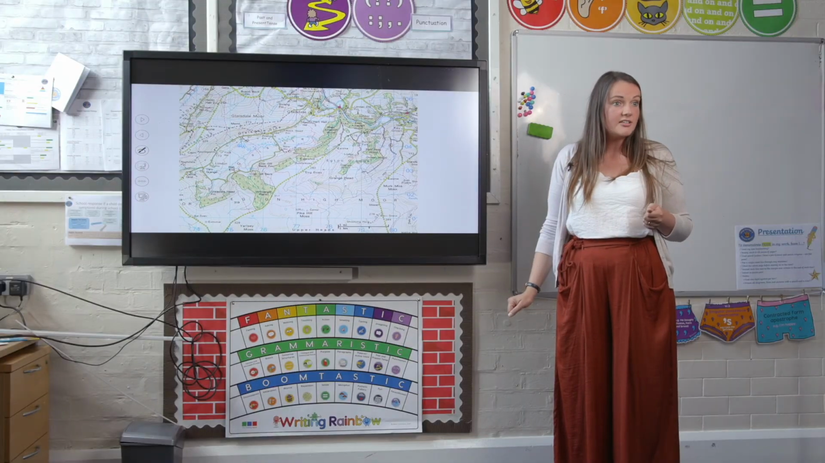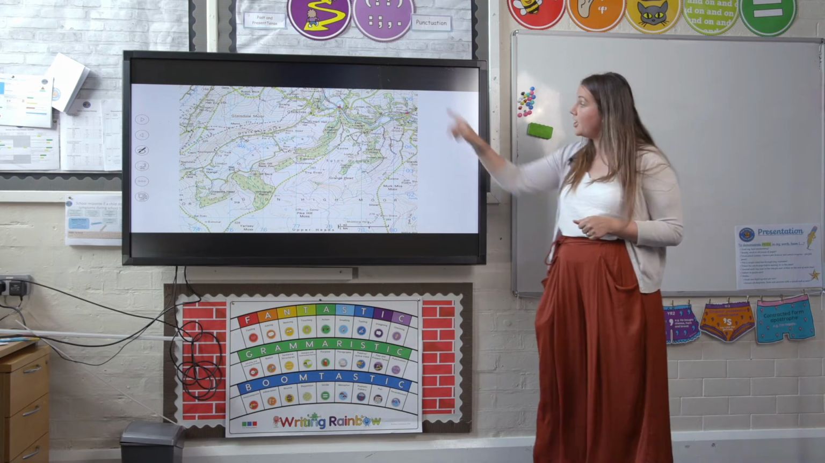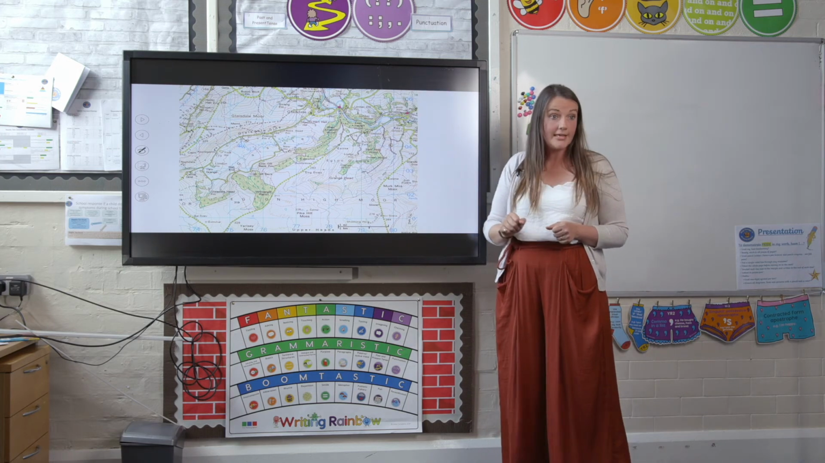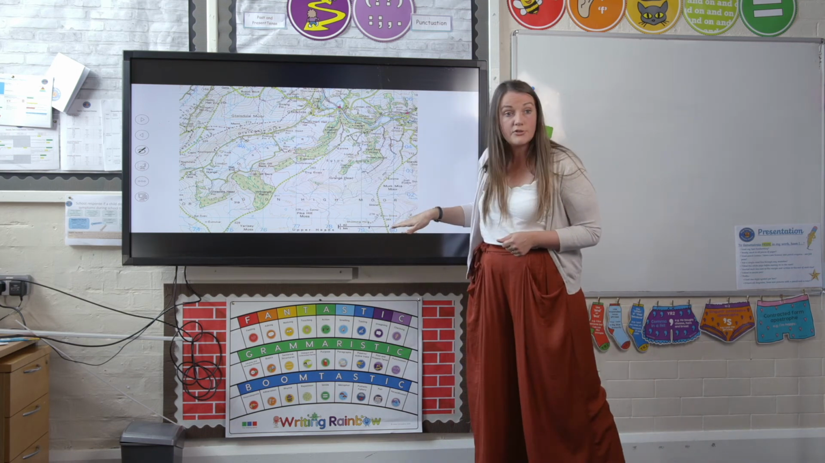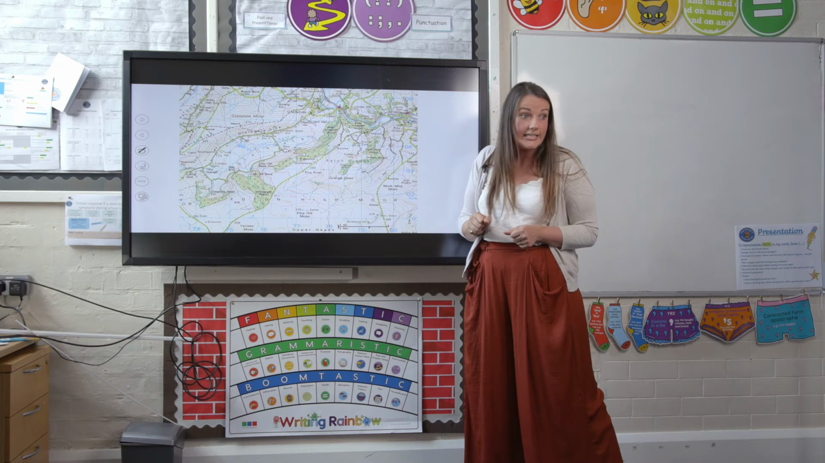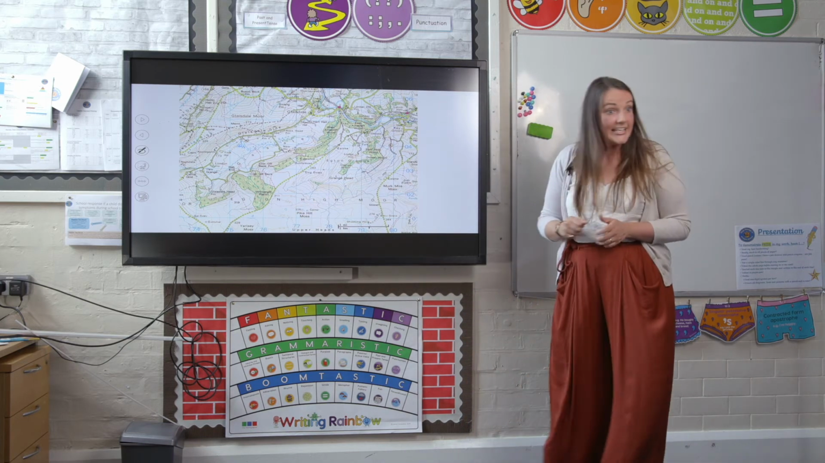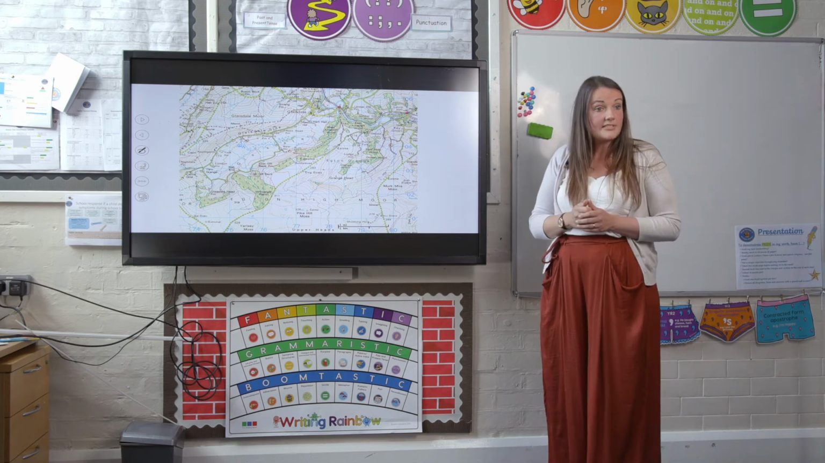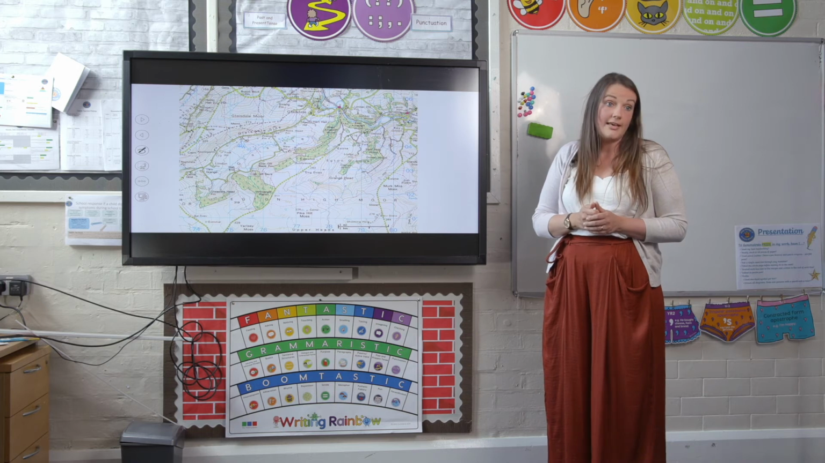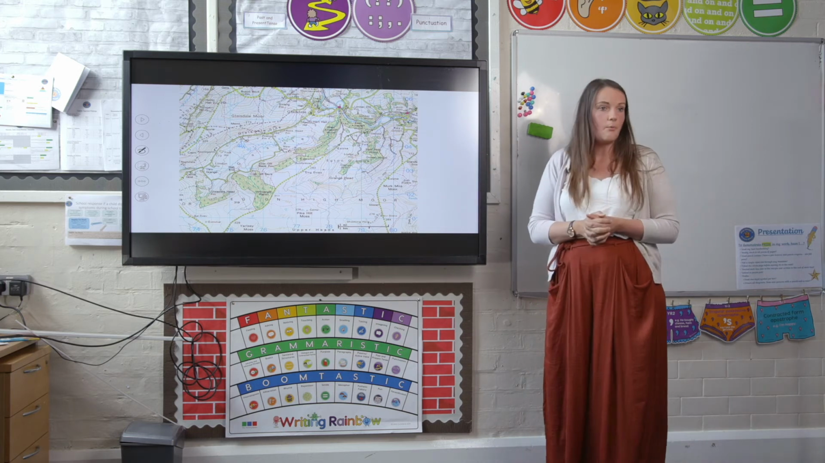OK, before we get started, I'd like to draw your attention to three things on the map. The first is that the map is divided into squares. The next thing is that we've got a horizontal line along the bottom. This is called the eastings, and it's numbered 74, 75, 76, etc. And the final thing is that we've got a vertical line up the side. This is called the northings, and this is also numbered 1, 2, 3, and so on.